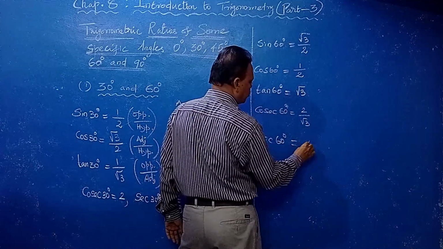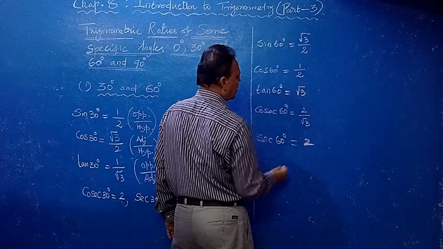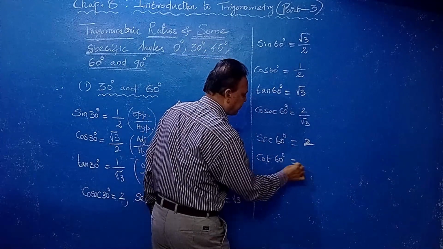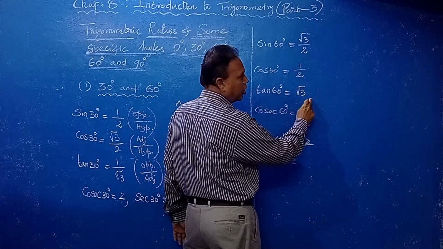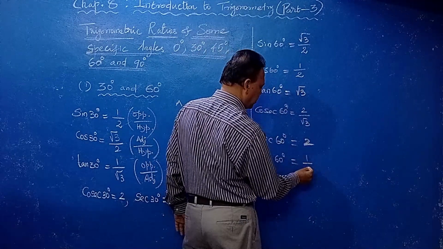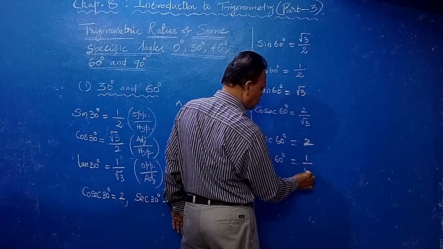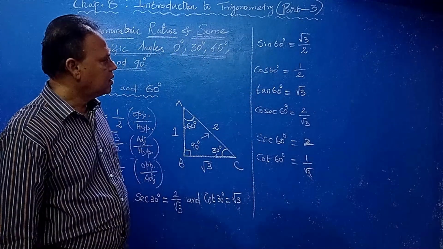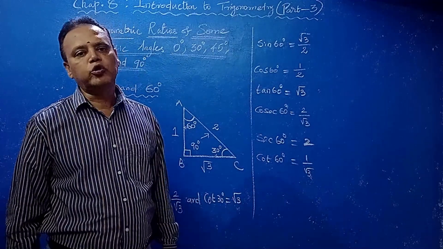2 by 1 is 2. Cot: the reciprocal of tan. Root 3 by 1 is 1 by root 3. The reciprocal of root 3 is 1 by root 3. So these values you always have to remember.